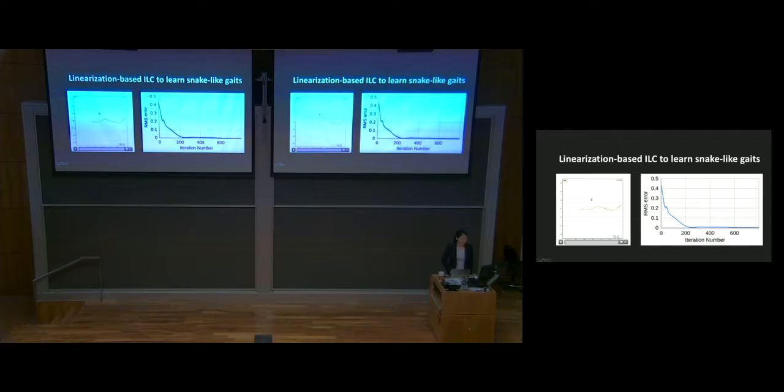So go back to the linearization-based ILC. The gait from the initial trajectory is in purple, and the yellow snake represents the gait after it's learned. We can see that it takes more than 200 iterations to converge. That's because we need to limit the learning step size, and we have a temporary increase in the tracking error. That is because we step out of this close vicinity temporarily.